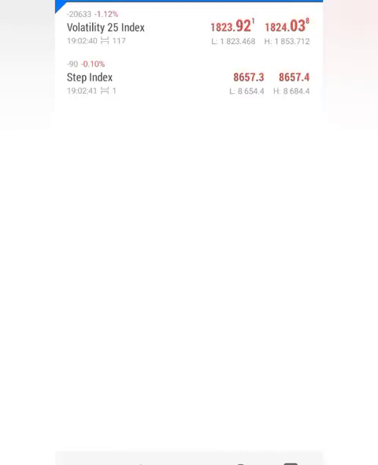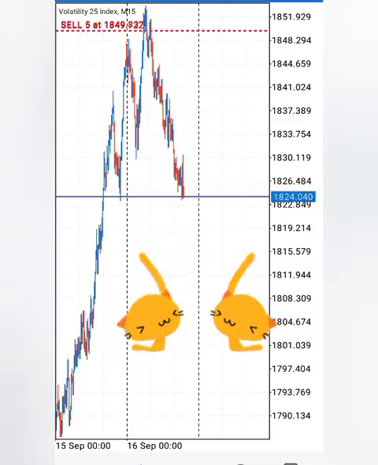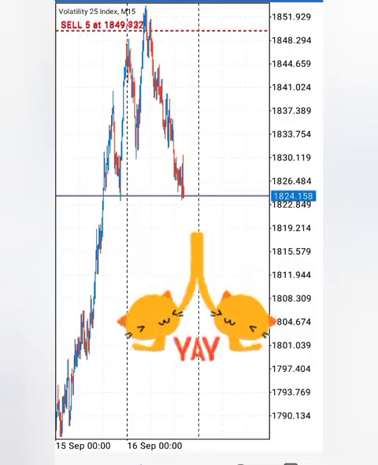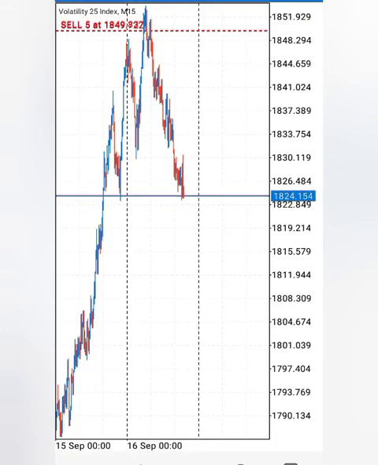Look at my quotes. How many pairs do you see? You see only 2 pairs: Volatility 25 and Step Index. At most, I'll add Boom and Crash because I have a very good strategy for Boom and Crash. But note, I don't trade all at the same time. A day can break, and after my analysis, I might choose to monitor Boom and Crash, I might choose to monitor Volatility 25, I might choose to monitor Step Index.